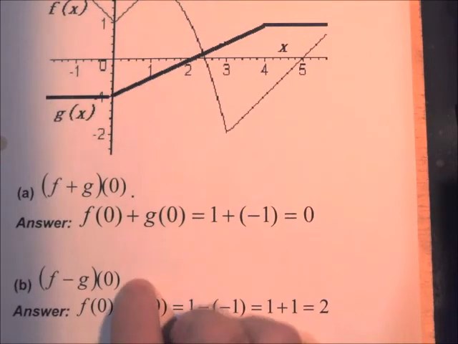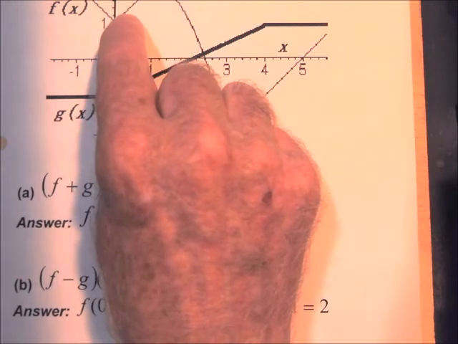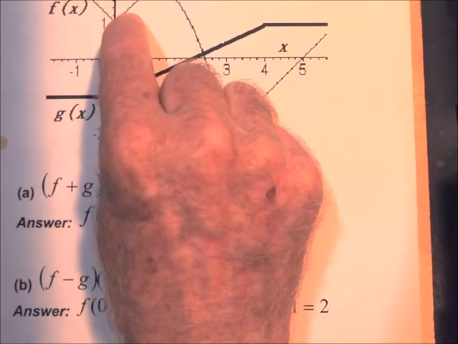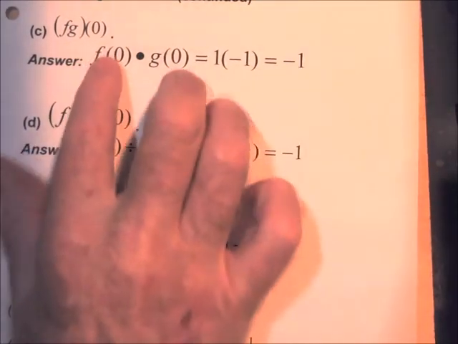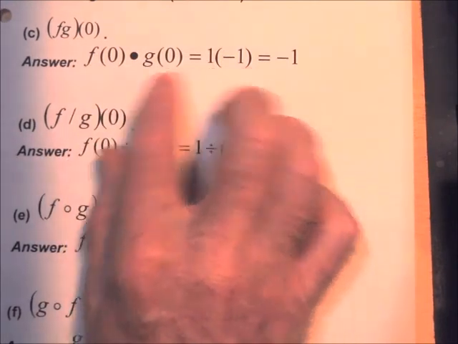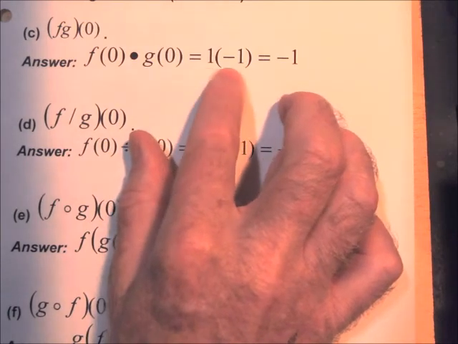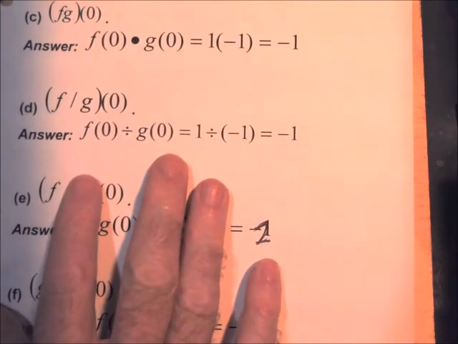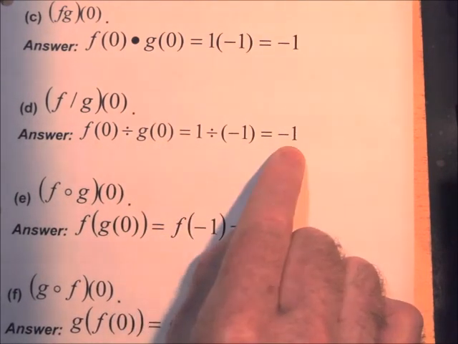F minus g of 0, so it's the same thing, except the sign in the middle. F of 0 is 1, g of 0 is negative 1, so we'll have 1 minus negative 1, which is the same as 1 plus 1, which is 2. F times g of 0, here f of 0 is 1, g of 0 is negative 1 again, and here we multiply. 1 times negative 1 is negative 1. F divided by g of 0, f of 0 is 1, g of 0 is negative 1, 1 divided by negative 1 is negative 1.